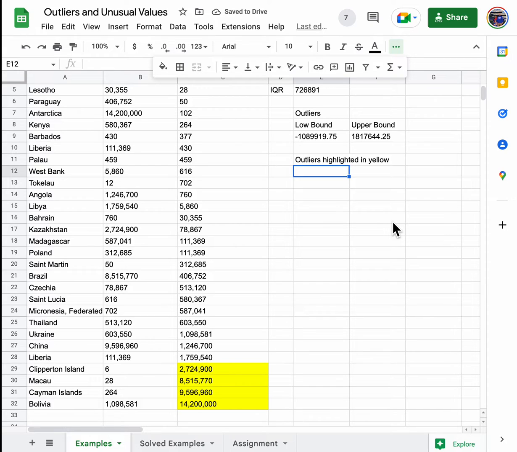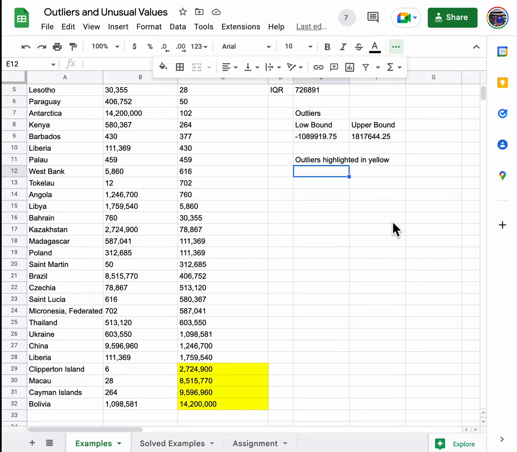But since there are no negative numbers in my data set, and we're talking about context, area, landmass area, I'm not thinking that there would be any outliers on the low end or any values that would be negative. All right. So based off of this data set, like Bolivia, for example, 14,200,000, that would be an outlier. All right.